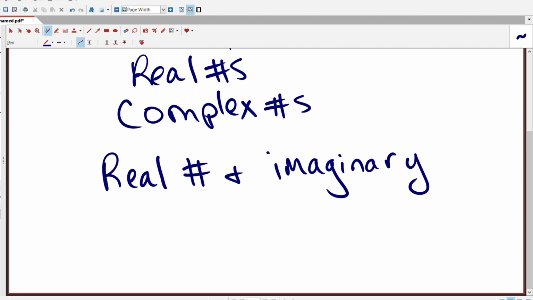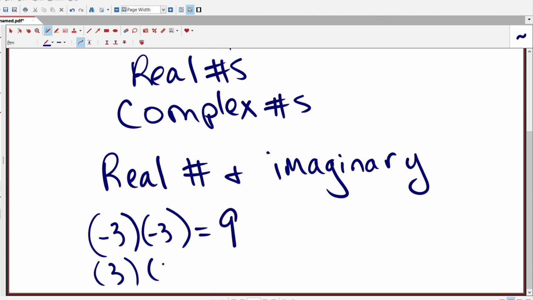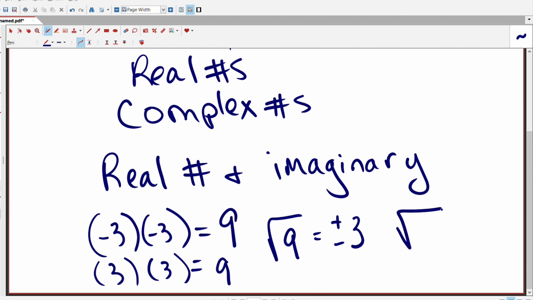And I'm going to give an example. If we had negative 3 times negative 3, that would be positive 9. And 3 times 3 is positive 9. So we know that the square root of 9 would be plus or minus 3. Either one would be true. But what if I gave you negative 9? You would say that's not a real number. There's no number times itself that will give you a negative number.